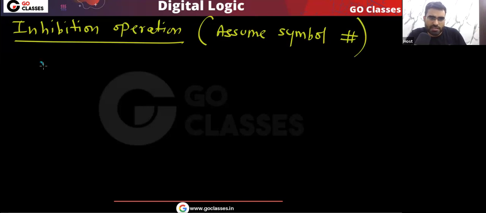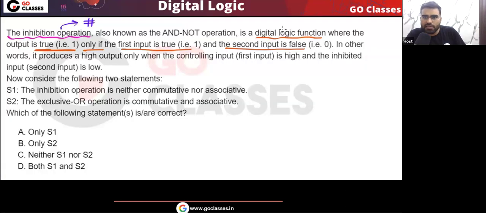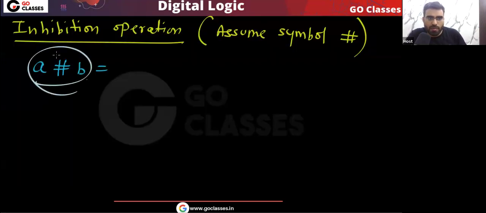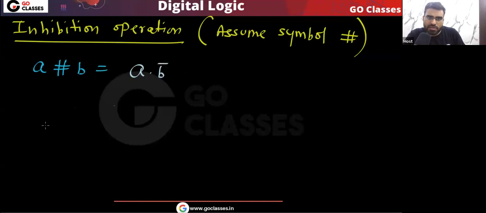Now, the operation is like this. What is A hash B? The question is saying that this output is 1. Remember, A hash B will be 1 only if the first input is 1 and the second input is 0. So remember, A hash B, this is your inhibition operation, will be 1 when the first input is 1 and the second input is 0. When A is 1 and B is 0. So I can write it like this: when A is 1 and B is 0.